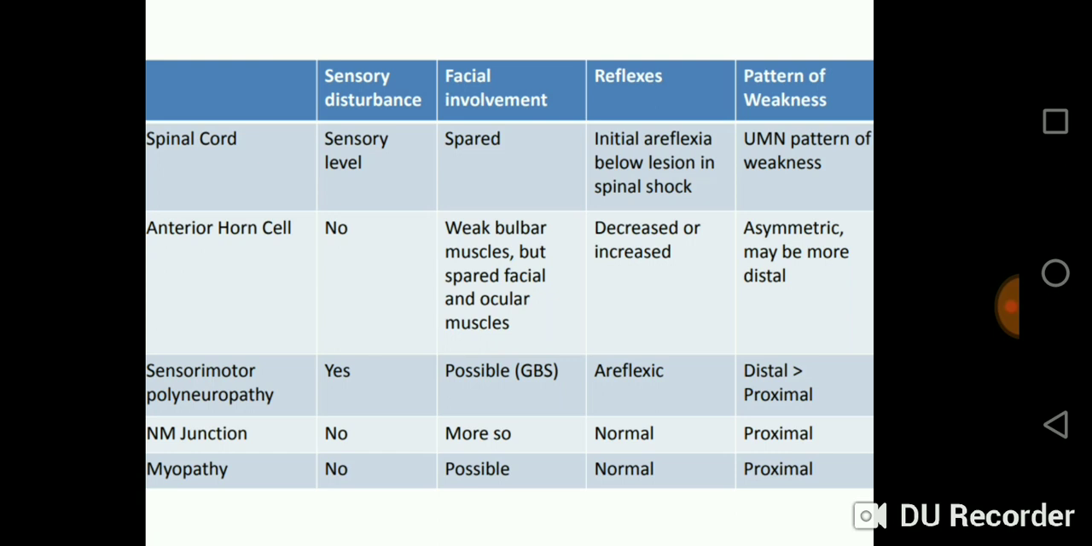These are the characteristic features that help in localization of an LMN weakness.